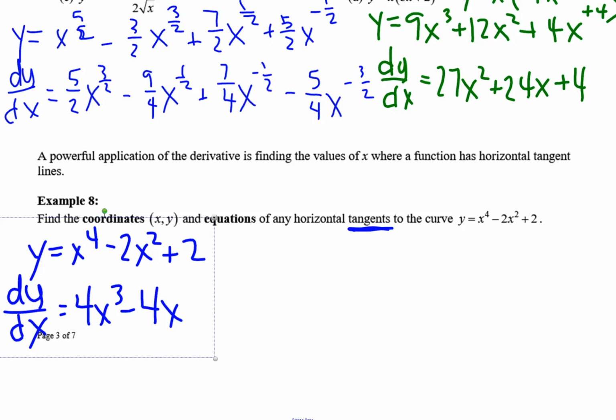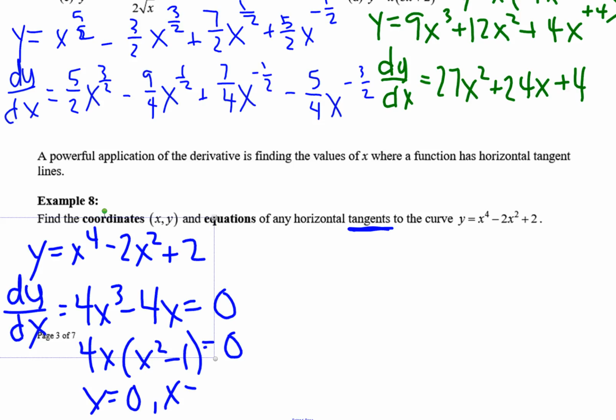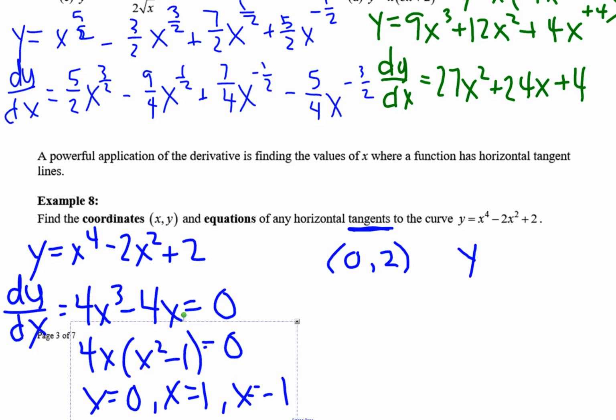So if we want to find a horizontal tangent, the slope of that would be 0. If we factor out a 4x, we get x squared minus 1. So that would occur when x is 0, x is 1, or x is negative 1. So we're finding the coordinates and equations. We have one coordinate. If we plug in 0 to our original function, we get 2. So that would be a horizontal line, y equals 2.